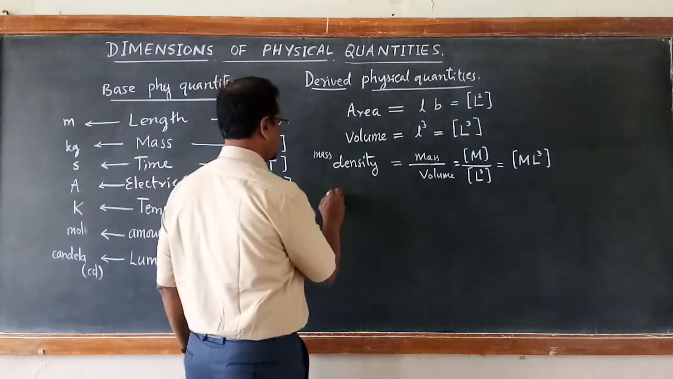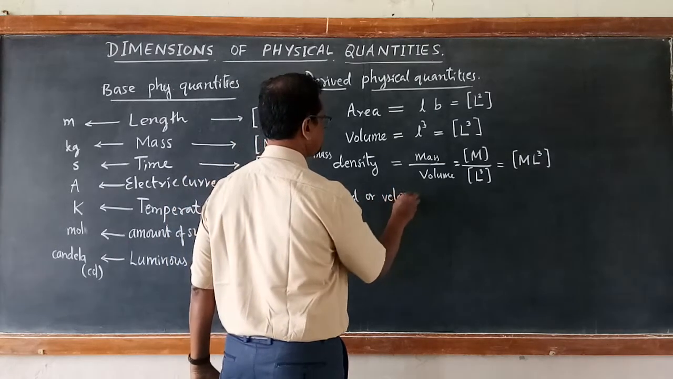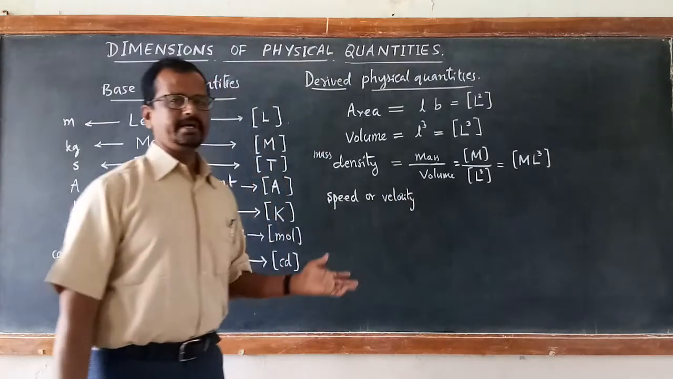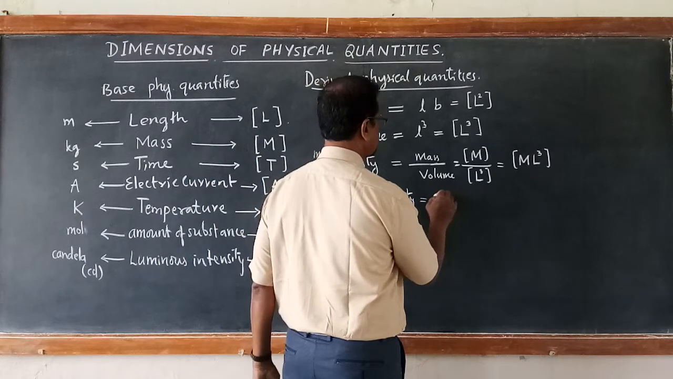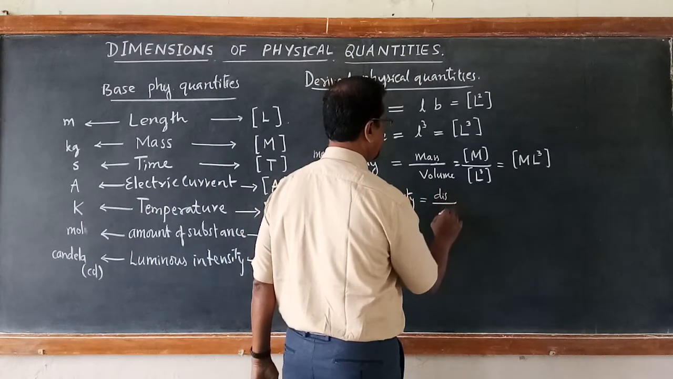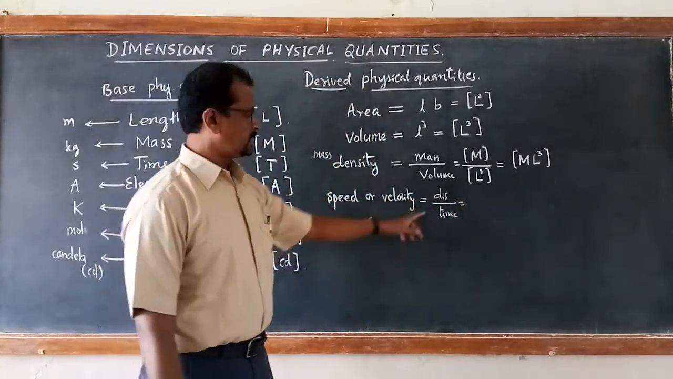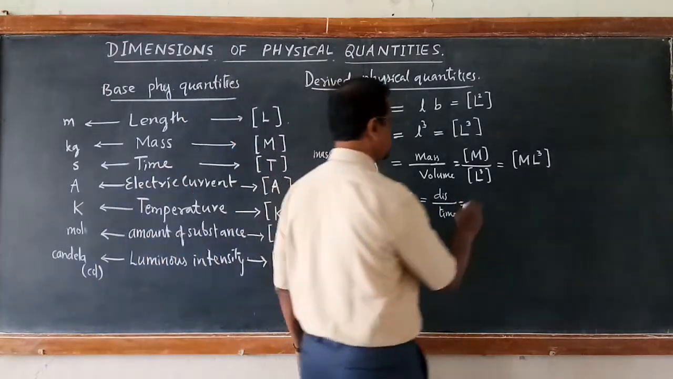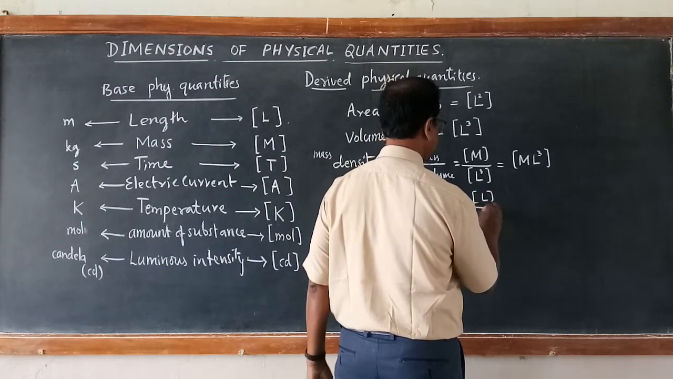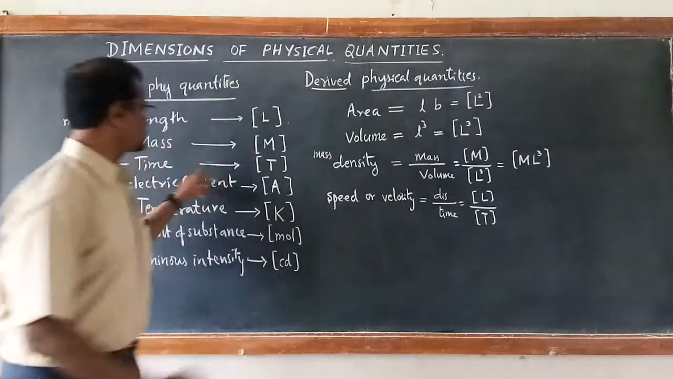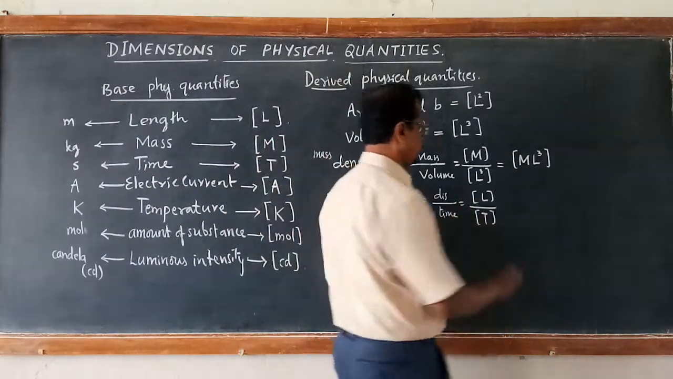See, speed or velocity, both have the same SI unit, meter per second. Both are measured as distance covered or displacement divided by time taken. So it has a dimension of distance and a dimension of time. Dimension of distance is L, dimension of time is capital T. So the dimension of velocity becomes L T raised to minus 1.